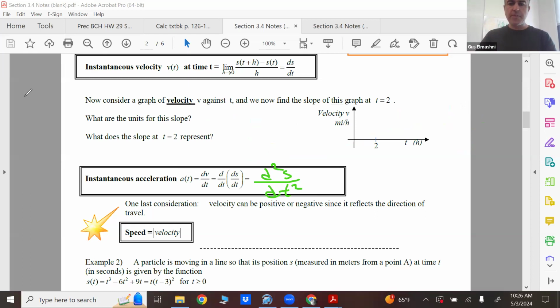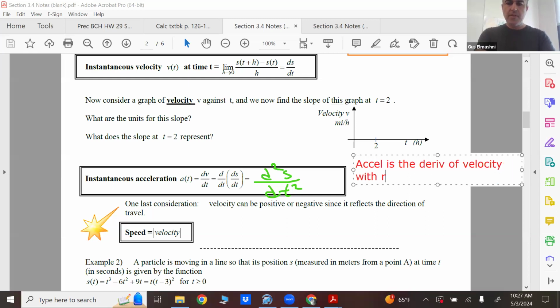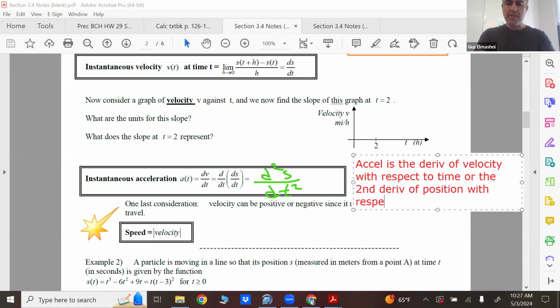So acceleration, let me put as a text box here, is the derivative of velocity with respect to time, or the second derivative of position with respect to time. Yes, 100%. Now, velocity can be positive or negative depending on which direction you're considering the positive or negative direction. Speed has nothing to do with direction. It's the absolute value of velocity. That's really the key difference.